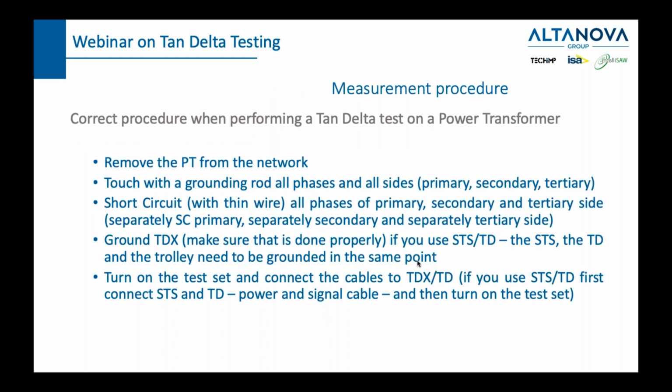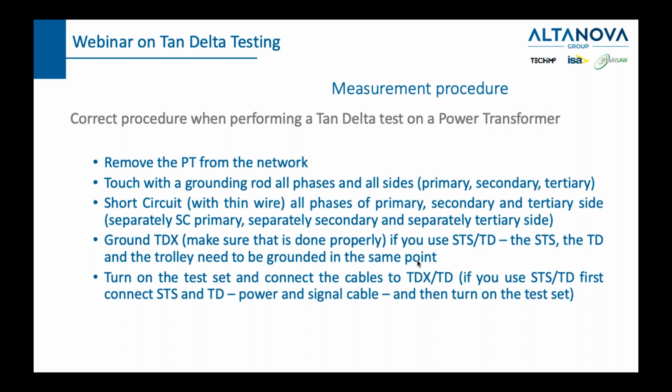So moving on, let's see what is the standard procedure when we want to do a tan delta test. First of all, on the power transformer, let's say. First of all, the transformer needs to be removed from the network. Of course, this is an offline test. Then we touch with the grounding rod all phases on all sides to be sure that we have completely de-energized the transformer. Otherwise, if we don't do that, then some current might be discharged in the test device, which might not be a good idea.